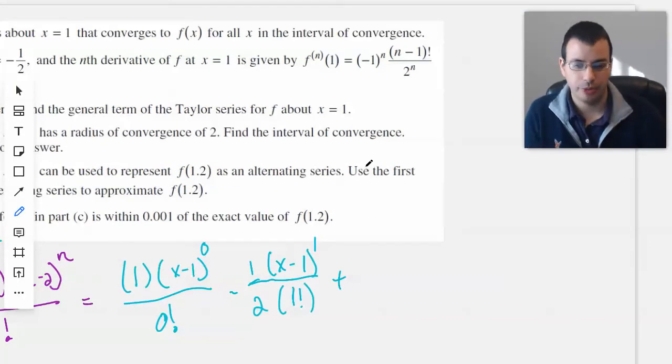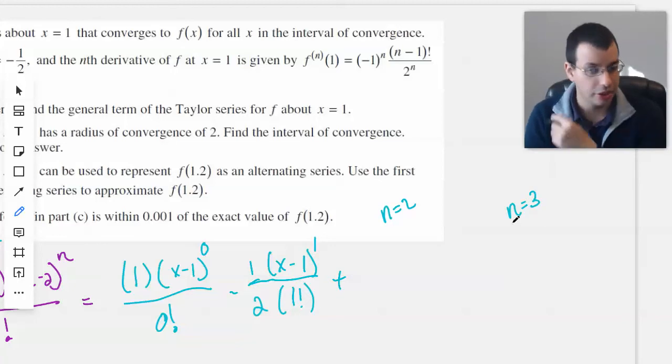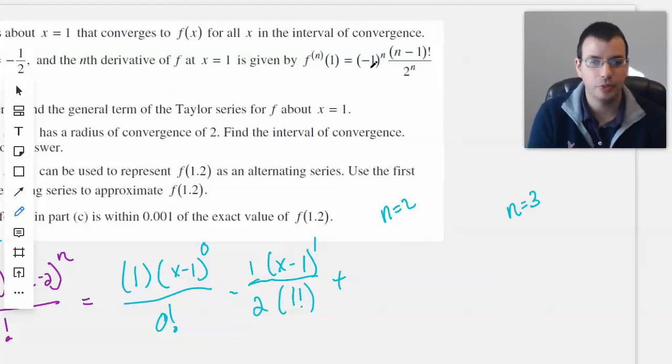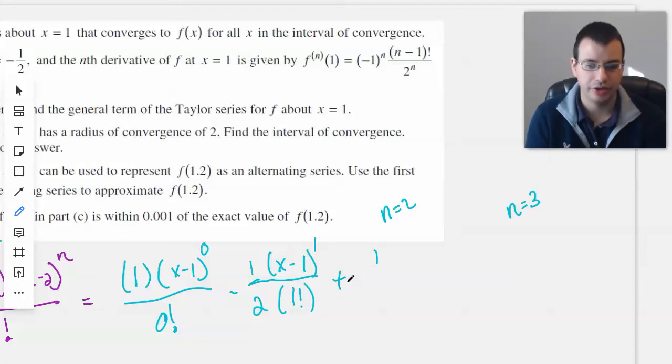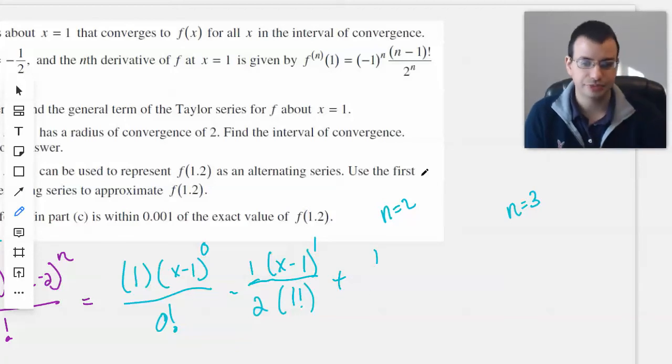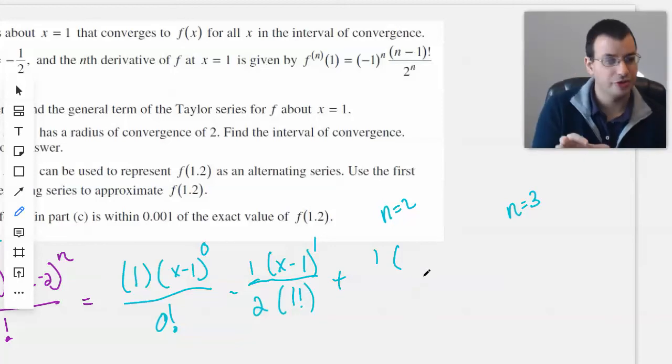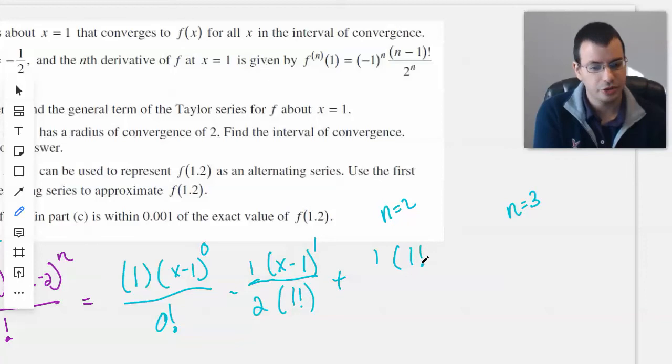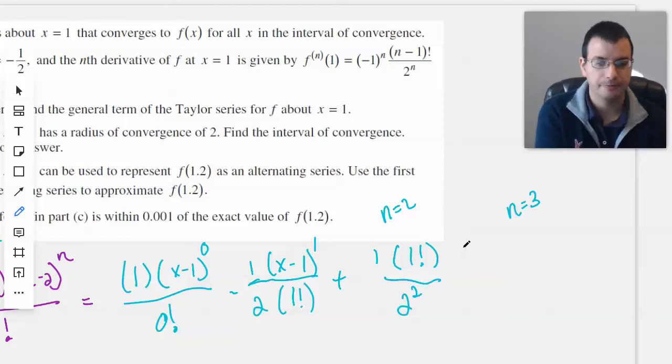Now we have to use this formula. So this would be n equals 2. This will be n equals 3. So with n equals 2, negative 1 squared is 1. So it looks like it's going to be kind of an alternating series. Then we're going to have, this is just for the first derivative part, that number right there. So 2 minus 1 factorial will be 1 factorial. Yep. All over 2 squared. Then we'll have (x minus 1) squared all over 2 factorial.